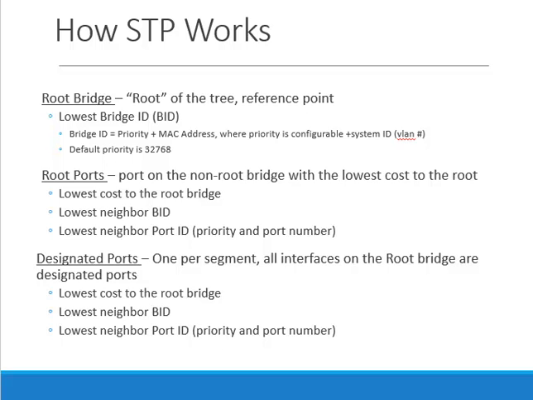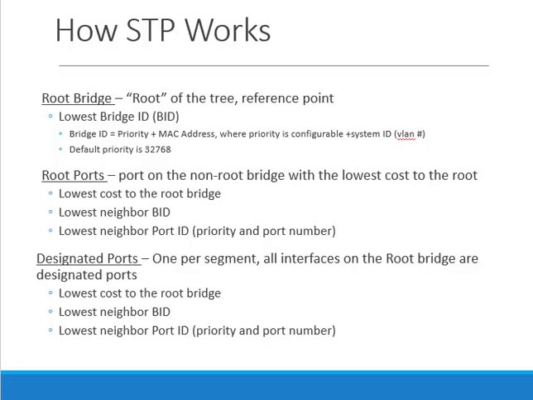Next, it has to elect root ports. A root port is a port on the non-root bridge with the lowest cost to the root. Cost is based upon bandwidth. So we look first at the lowest cost to the root bridge based upon the bandwidth. Then we look at the lowest neighboring bridge ID. So if we have two paths to the root bridge where the cost is the same, then we look at the lowest neighbor bridge ID. And last, for a tiebreaker, if those are the same, so we're going to the same bridge, then we look at the lowest neighbor port ID, which is a priority plus the port number.